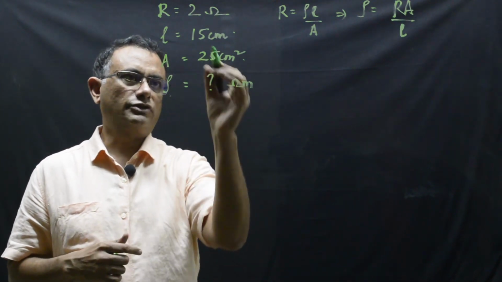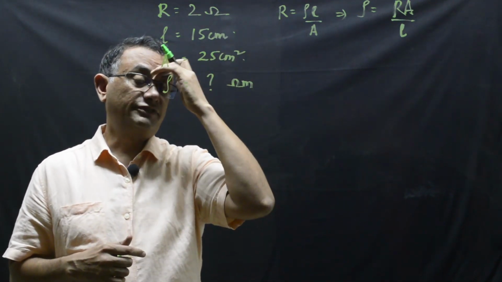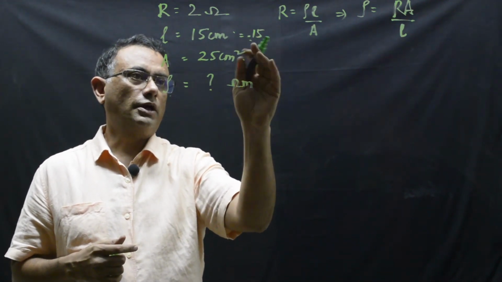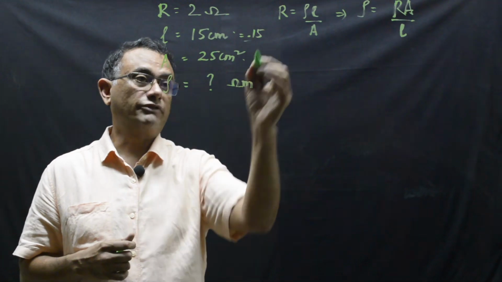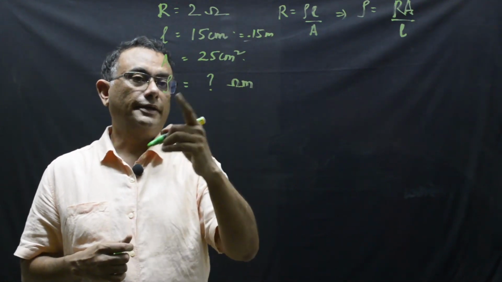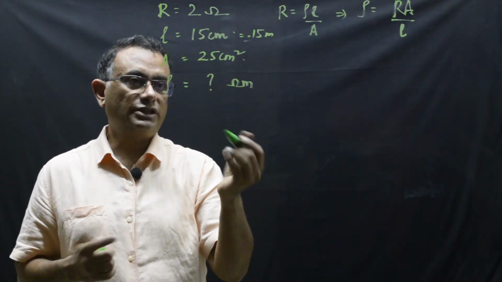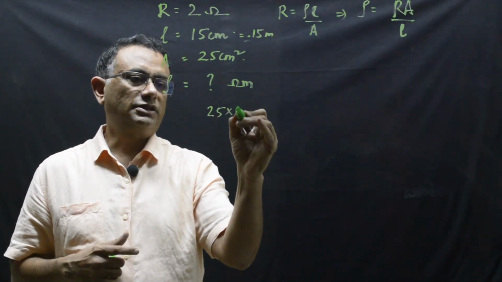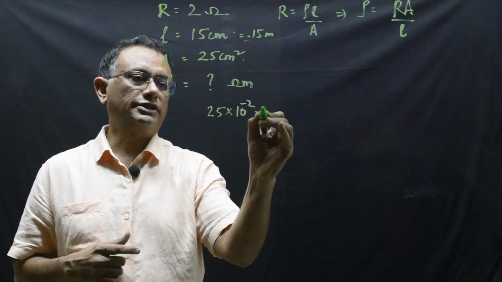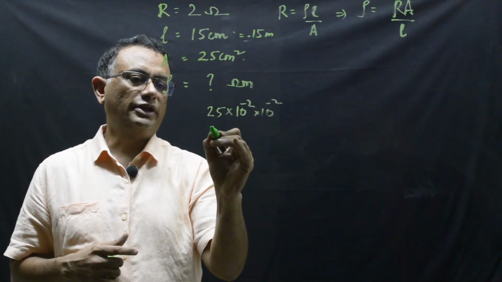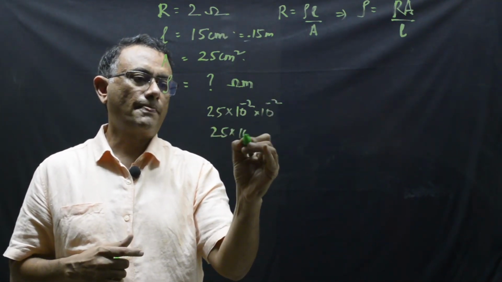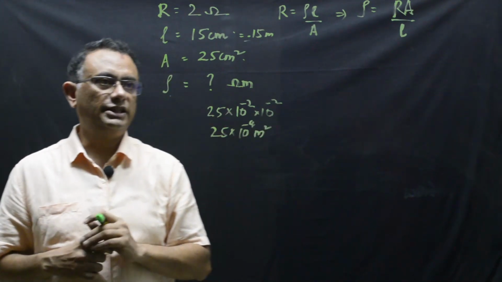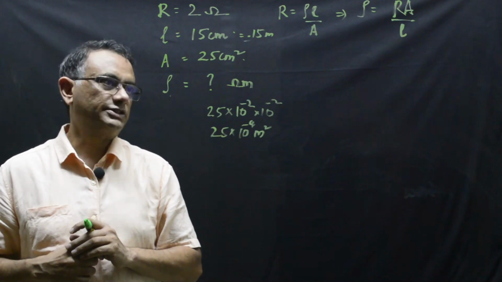So the length is going to be 15 by 100, or 0.15 meter, and the area of cross section is 25 centimeters square. So we can say 25 into 10 raised to minus 2 into 10 raised to minus 2, or 25 into 10 to the power of minus 4 meter square. So we have converted the length and area to SI units.